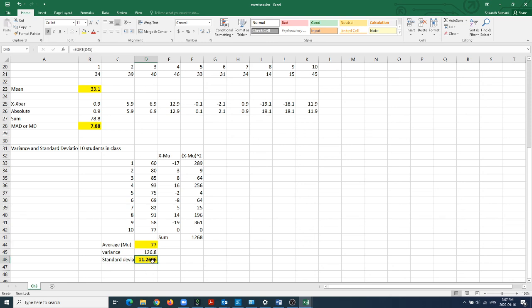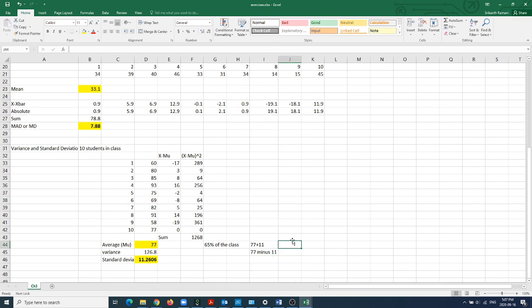So most of the class falls in the range of, to be more precise, around 65% of the class falls in the range of 77 plus 11 or 77 minus 11. Okay. So in these ranges would be where most of the class falls. So here, most of the class would be between 88 and 66. So 65% of the class would be between 88 and 66.